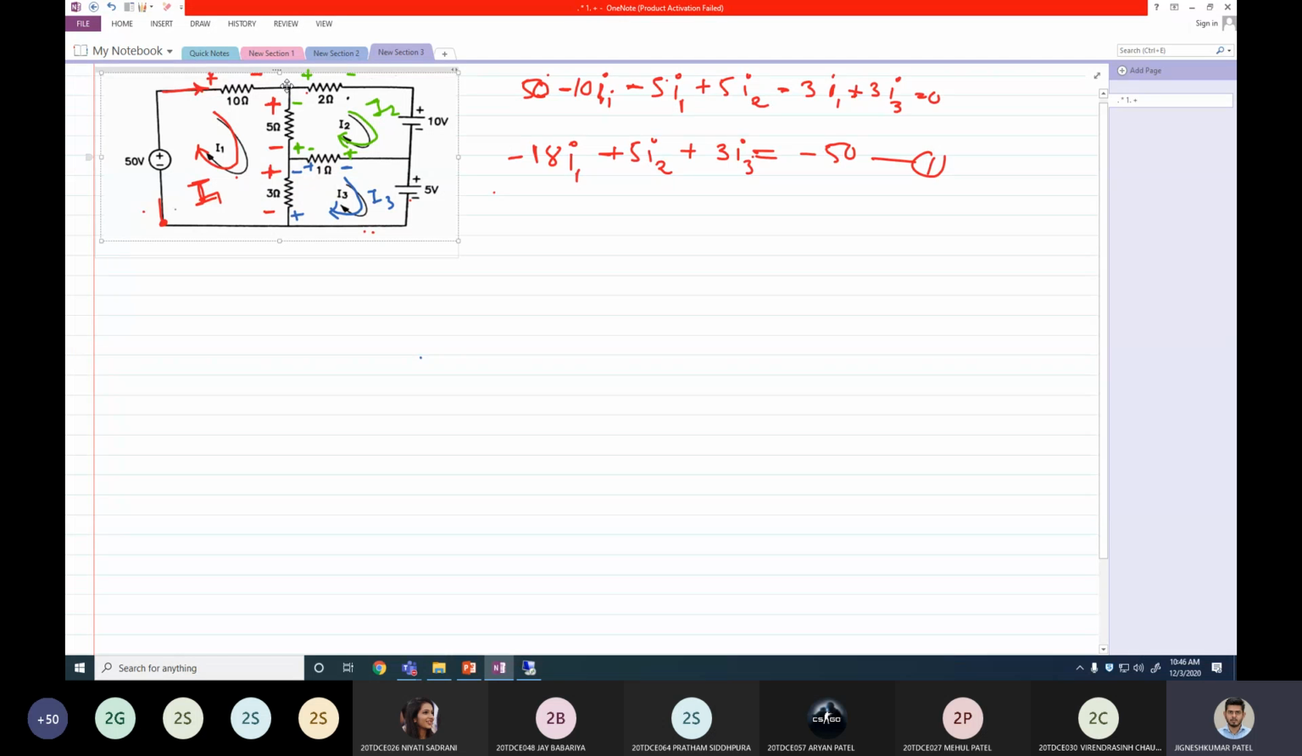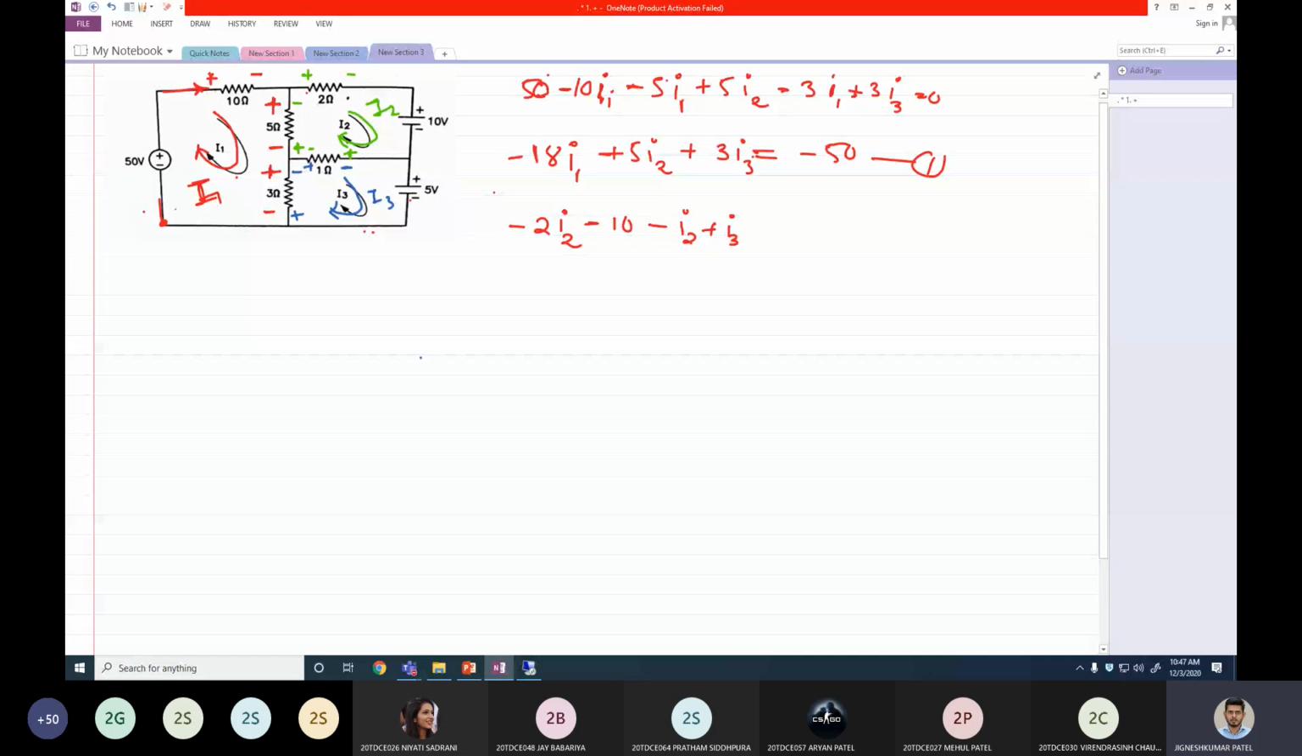So I am going across the 2 ohm resistor first. Current flowing is I2, so I'll write minus 2I2. Then I am coming across the voltage source, but here you can see I am going from positive to negative, so I'll get minus 10. Then I'll move ahead with the 1 ohm resistor, so I'll get minus I2 plus I3. Then I'll get minus 5I2 plus 5I1 is equal to 0.